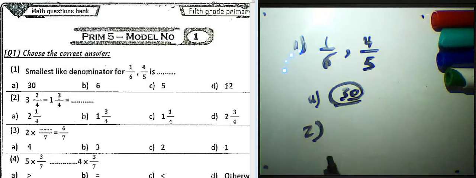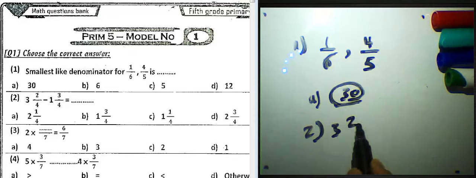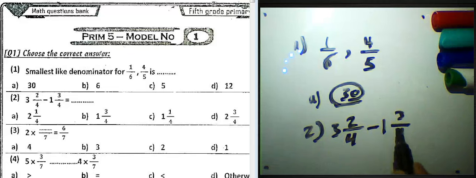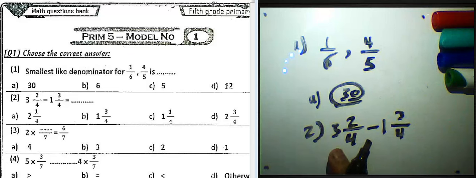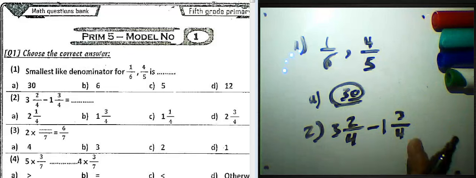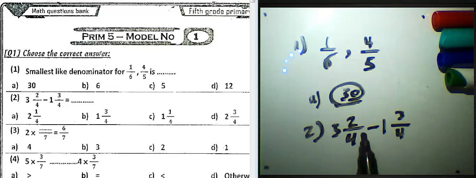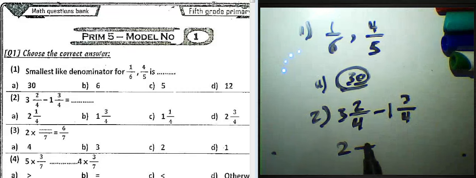Question number 2: we have here 3 and 2 over 4 subtracted by 1 and 3 over 4. We can find the result. Look here, 2 subtracted by 3, we can't do it, so we must borrow 1 from 3, because 2 is less than 3. Borrowing 1 from 3 leaves 2, and the 1 becomes 4 over 4. 4 over 4 plus 2 over 4 equals 6 over 4.